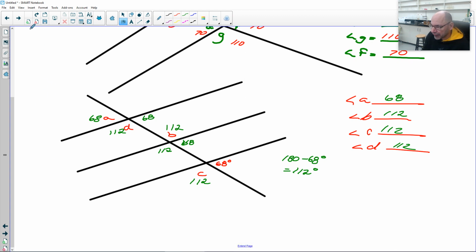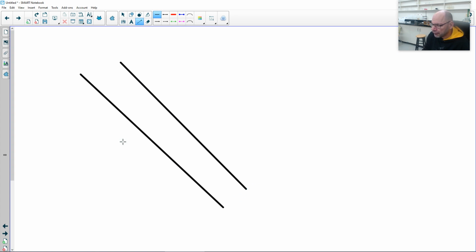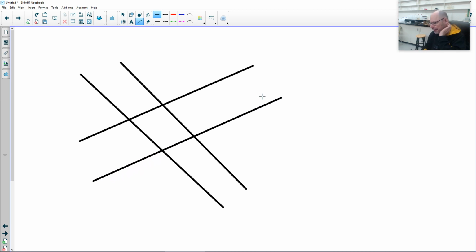Okay, let's flip the page here. We'll do another one. What if you had two sets of parallel lines like this? This one's parallel with this one here, and this one's parallel with this one here. So you use the same idea. Let's say that this one was 108 degrees, and I wanted to find A, B, and we'll say C over here.